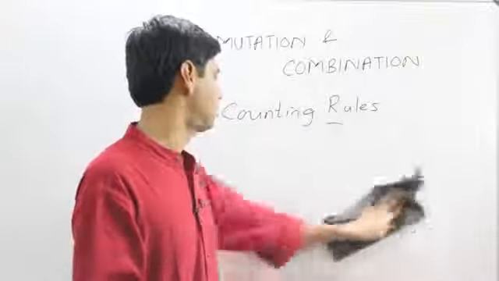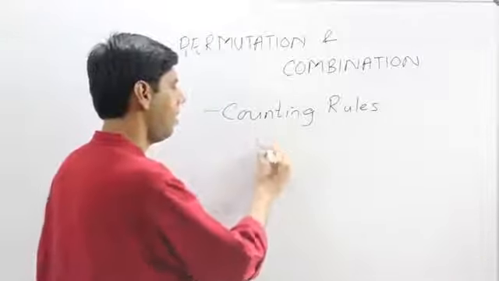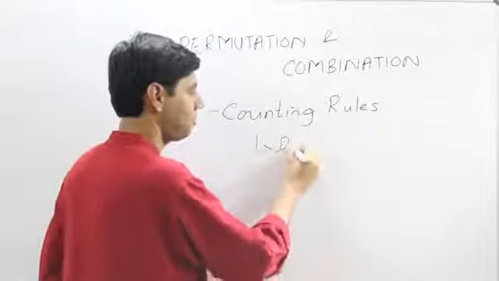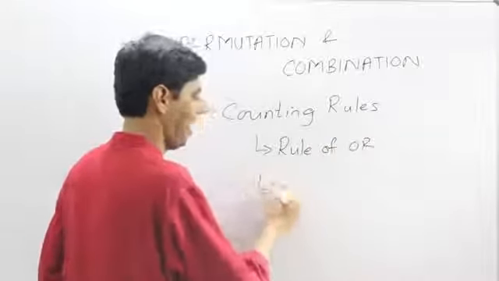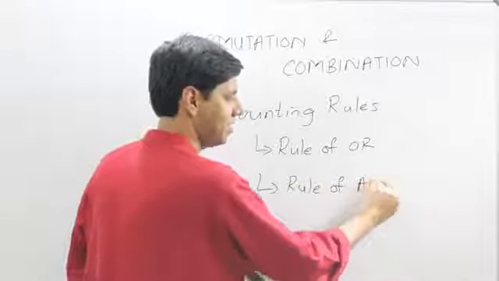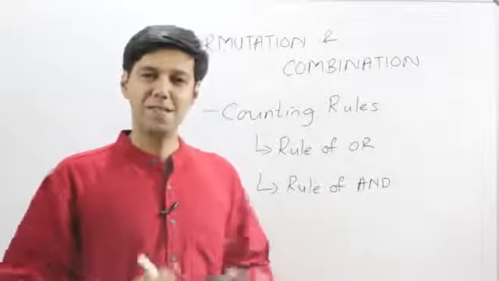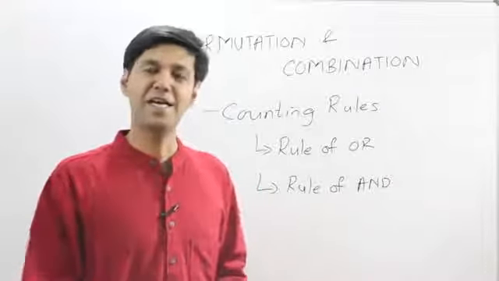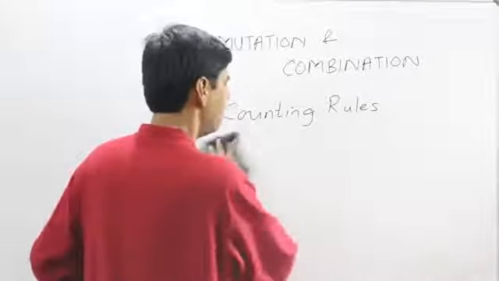What are those rules? There are two primary rules: the rule of OR and the rule of AND. Let's take each turn by turn. The rule of OR is nothing but delineating each and every possibility as such. So let me explain it to you.